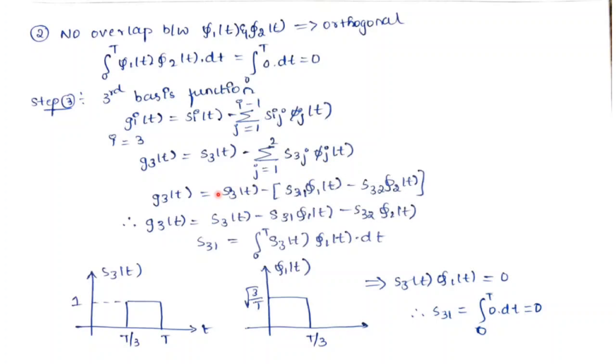So g3 of t is equal to s3 of t minus, so applying the summation will get as s31 phi 1 of t minus s32 phi 2 of t. So therefore g3 of t is equal to s3 of t minus s31 phi 1 of t minus s32 phi 2 of t.